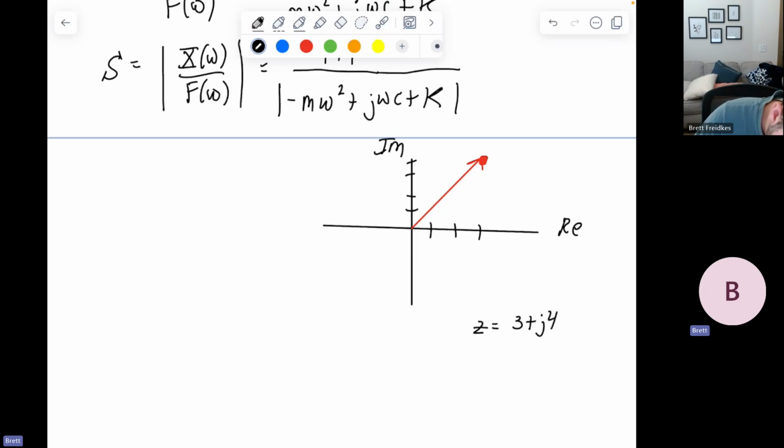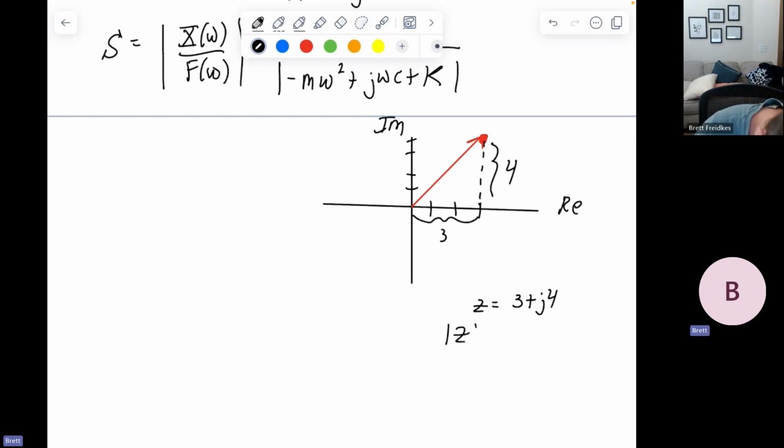Now, if we were to draw a right triangle here, we will see that the length of it, or the angle of it, depends on those complex numbers. So I can say that this side here is 3 from the real part, and that side there is 4 from the imaginary part. And the magnitude of z is the length of the vector, which from the Pythagorean theorem will be the square root of 3 squared plus 4 squared. In that case, this is 5.